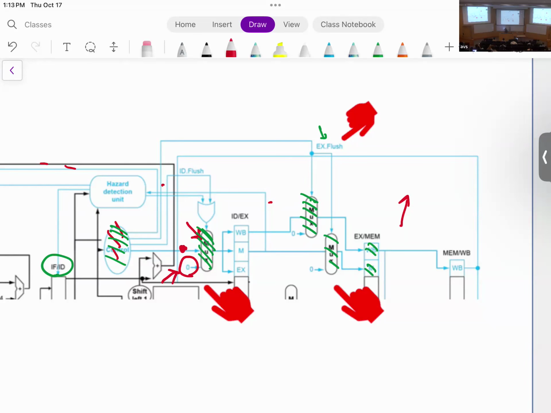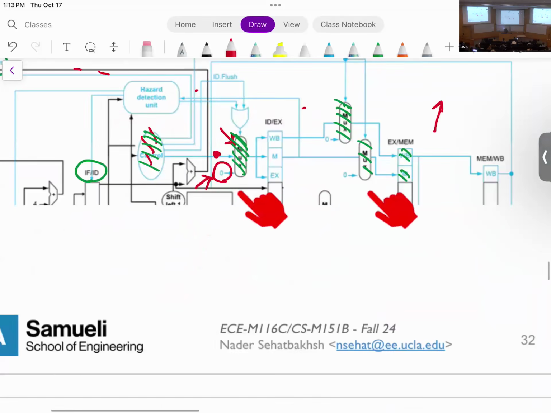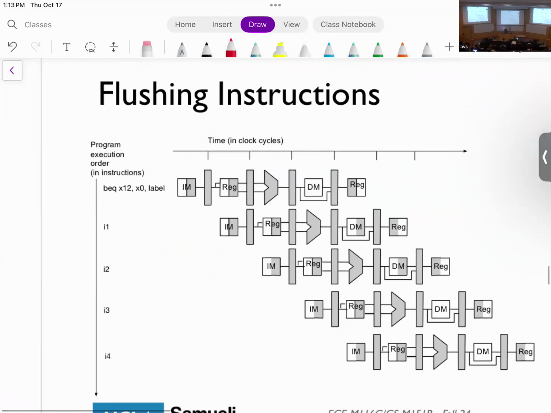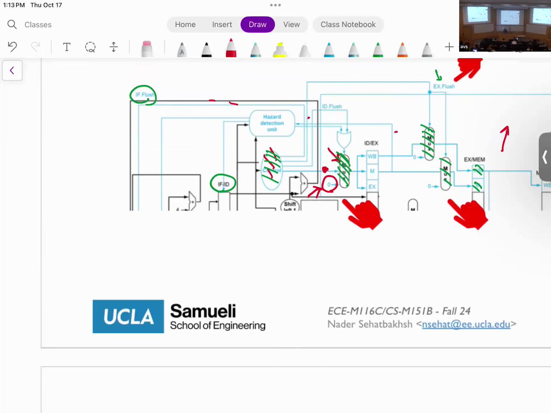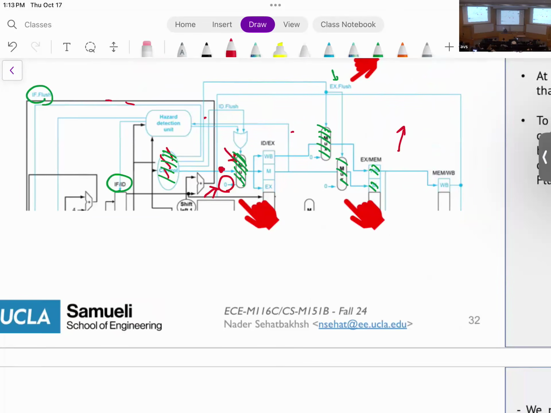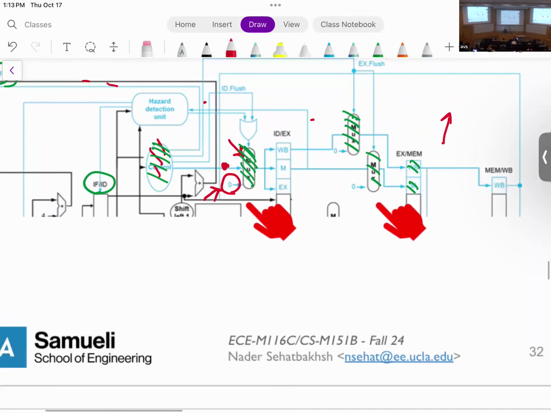So the question is, do we do 2 bubbles or 3 bubbles? Essentially there are 3 cycles that you need to wait, right? So there are 3 instructions that you need to bubble out. That's why you do execution, memory, and write back. And yeah, I'm going to show you the full picture as well. I'm just showing you the control part, but as you can see, it's fairly straightforward how we do that.